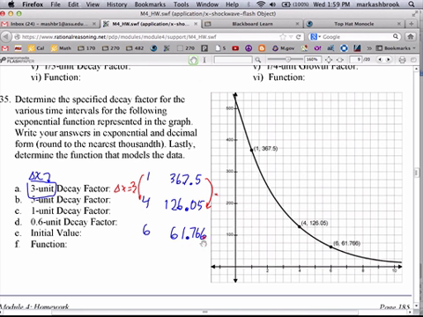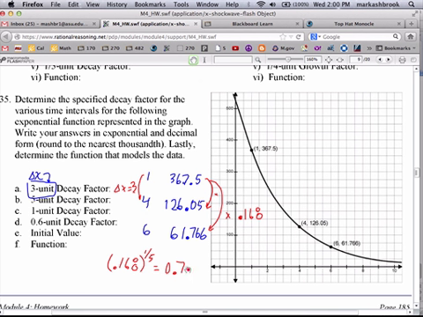What's 61.766 divided by 367.5? Find that number. 0.168. So that is our 5-unit decay factor. Right there. How can we get the 1-unit decay factor? Got some options. How can we use 0.168 to get the 1-unit decay factor? Take it to the 1/5. That's right. That would be our 1-unit decay factor. What's that number? 0.7? Exactly?